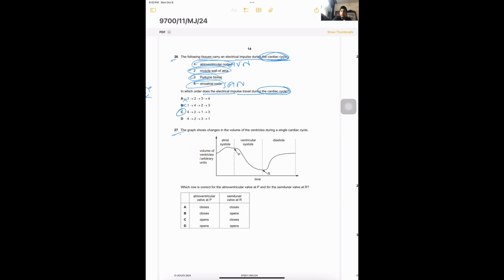Question number 27. The graph shows changes in the volume of the ventricles during a single cardiac cycle. Which row is correct for the atrioventricular valve at P and for the semilunar valve at R? Okay, atrioventricular valve at P. So at P, it is entering the ventricular systole, meaning now the ventricles will contract, and semilunar valves open, and the atrioventricular valve closes. So the answer should be between A and B.